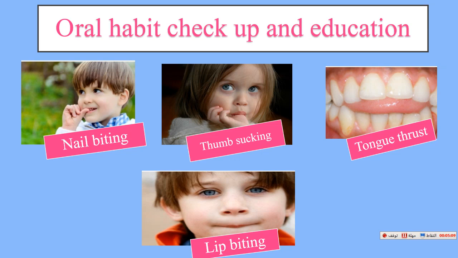If prolonged, and this depends on the intensity and duration, after 2 years, after 2.5 years, if the child continues this habit, we must prevent the child from this habit. Parents should prevent the child from this habit to prevent malocclusion in the future. They should be educated about the effect of this habit on the occlusion, on the correct position of the tongue, or the correct position of the teeth. So this is very important to prevent any problem in the future.